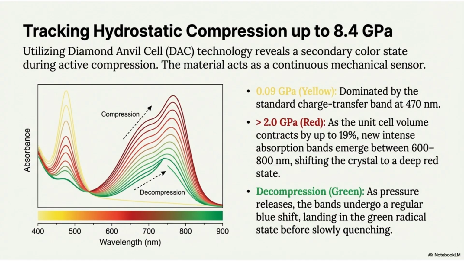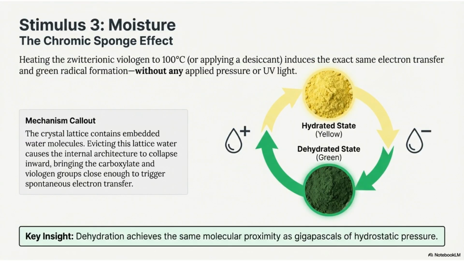Using diamond anvil cell technology, we can track hydrostatic compression. Upon compression, new intense absorption bands emerge, shifting the crystal to a deep red state. As pressure releases, the bands undergo a regular blue shift, landing in the green radical state. The third stimulus is moisture, resulting in the chromic sponge effect.